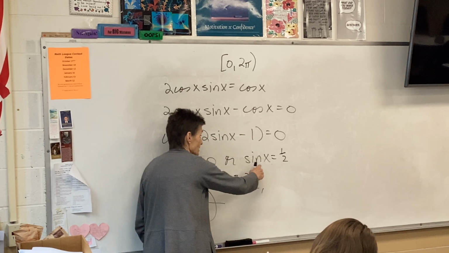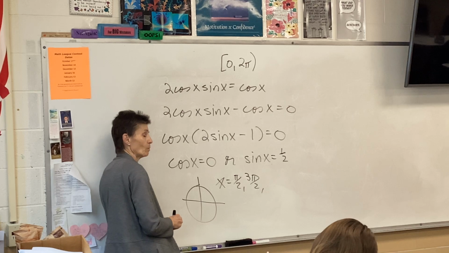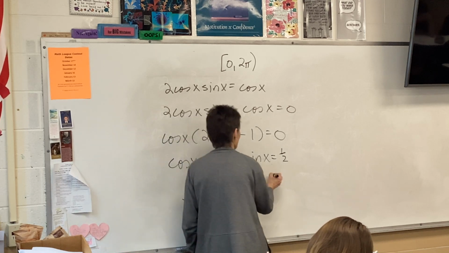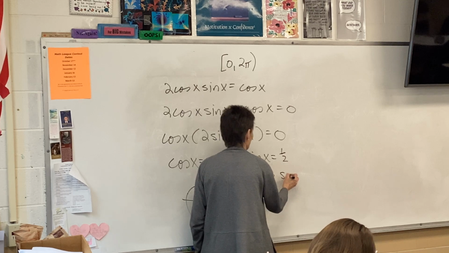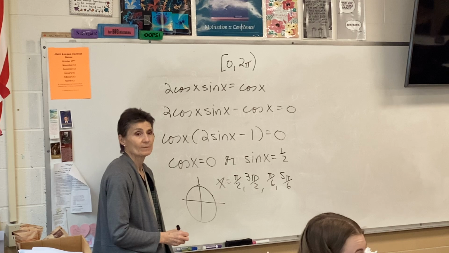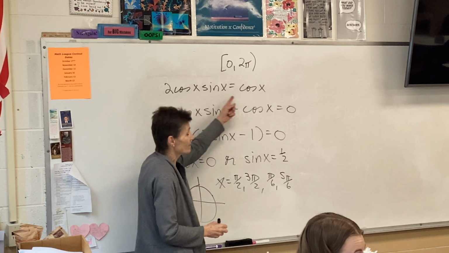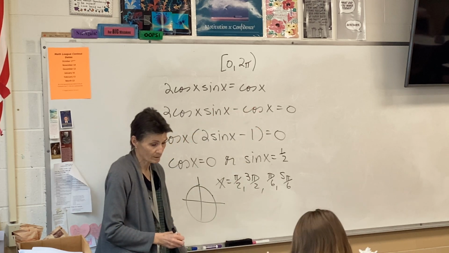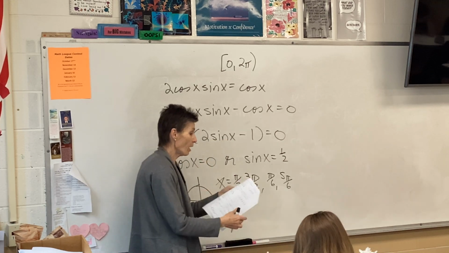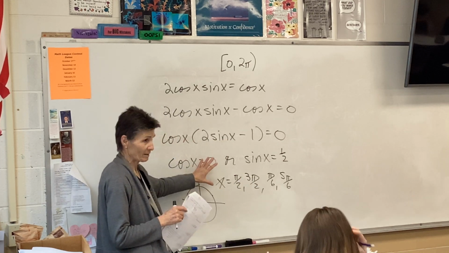I think we just did this one. Where does the sine equal 1/2? Pi over 6 and 5 pi over 6. So it's just all 4 of those answers? Those are the answers. That's what intersection means? Intersection means something's equal to each other. Oh. Where do they equal each other? Now, anybody have a question about this?